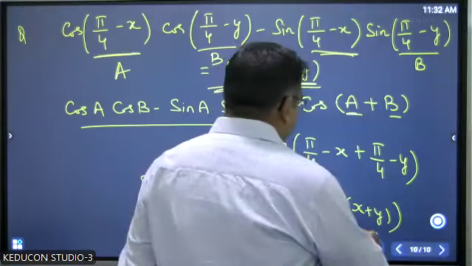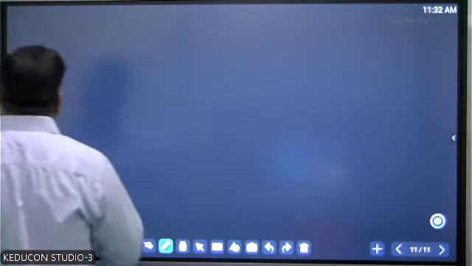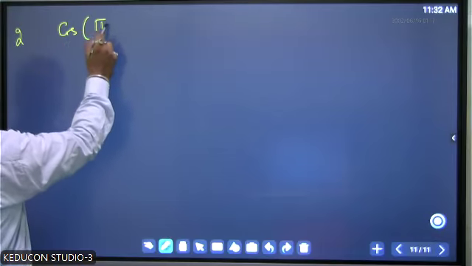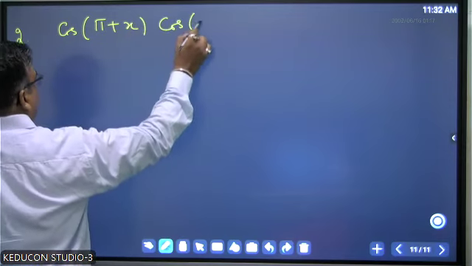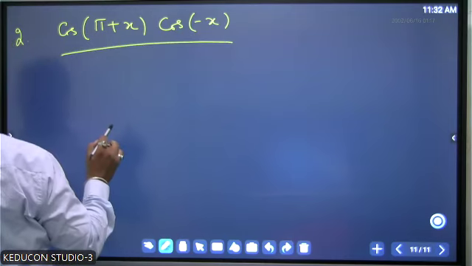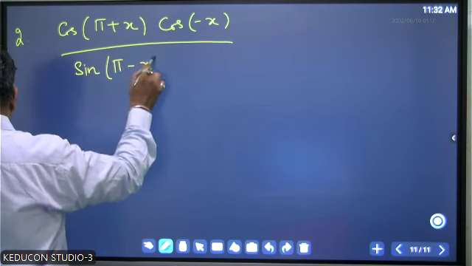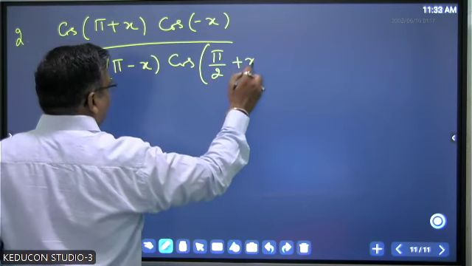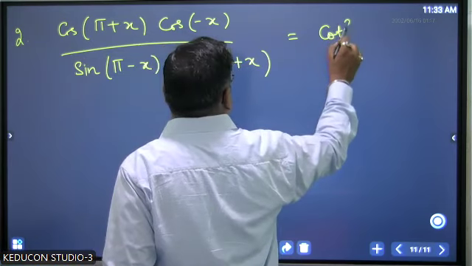Next question, students, let's look at this. We have cos of (pi plus x) cos of (minus x) over sine of (pi minus x) cos of (pi by 2 plus x) is equal to cot square x.